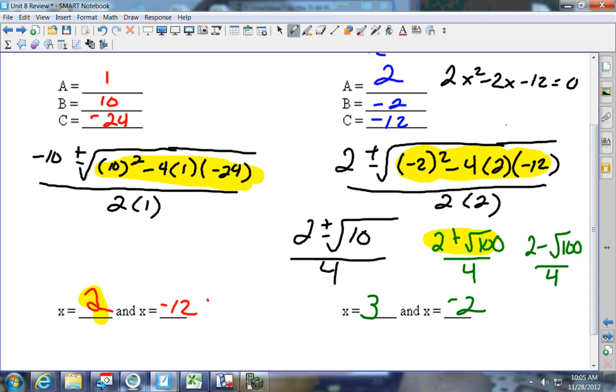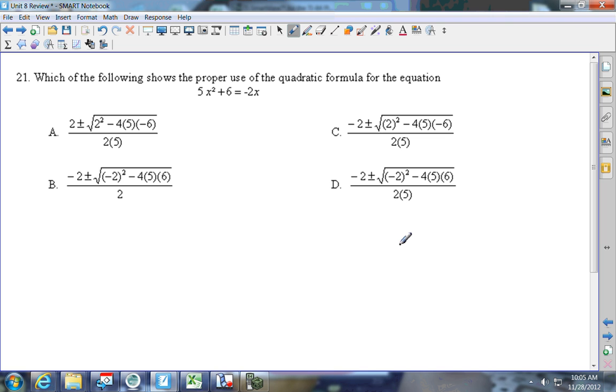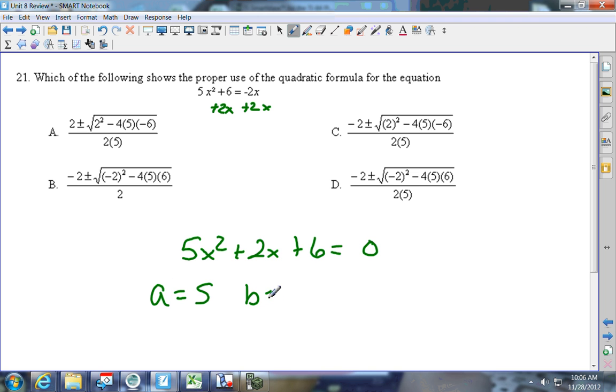Now let's look at number 21. It wants to know which equation is right for putting it into the quadratic formula. First off, what do I have to do here before I can find A, B, and C? Put it in standard form, so I need to add 2x to each side. So I get 5x squared plus 2x plus 6 equals 0. A is 5, B is 2, C is 6.